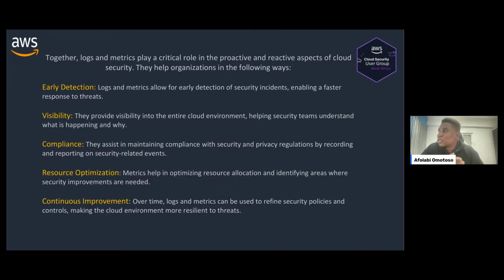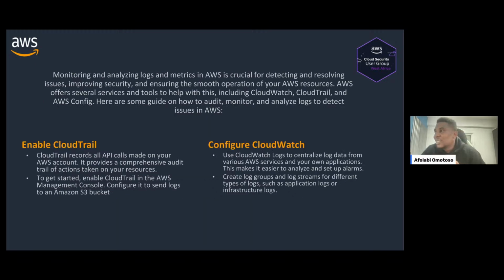Next, I said monitoring and analyzing logs and metrics in AWS is crucial. Can we go to the next slide? It is crucial for detecting and resolving issues. It is very crucial for improving security and ensuring the smooth operation of our AWS resources.